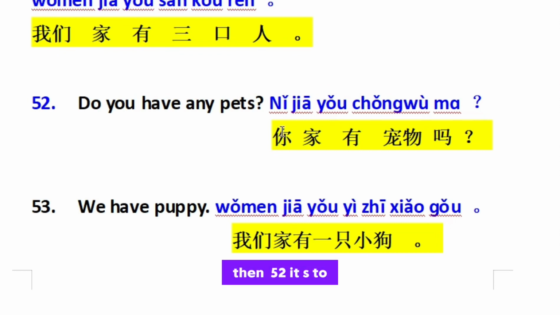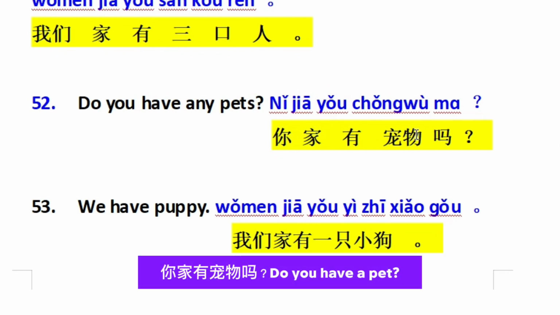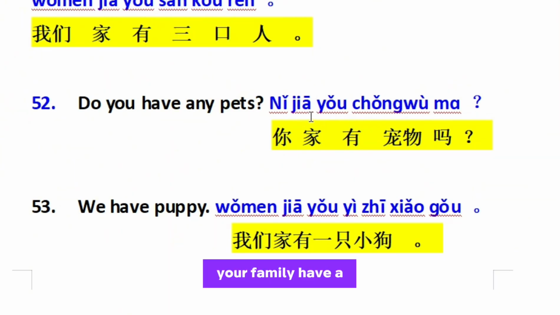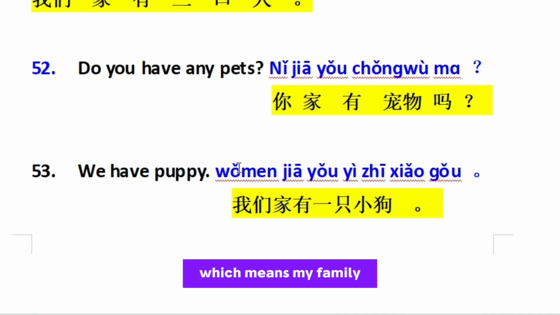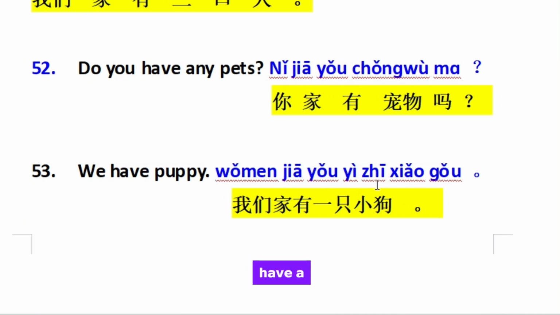Then 52: Nijia you chongwu ma, Nijia you chongwu ma, which means does your family have pets? Do you have any pets? Have a pet. Then 我们家有一只小狗，我们家有一只小狗 which means my family has a little dog, that is, we have a puppy.